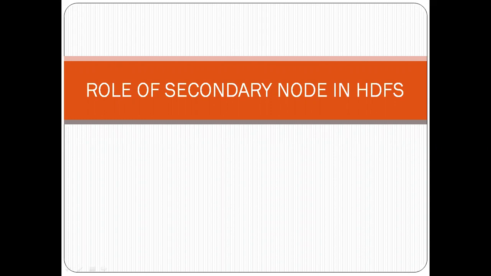Hello friends, today I'm going to explain about the role of secondary node. In the previous lecture, I already explained about the different components of HDFS architecture, and I also explained the role of name node and data node. Today we'll see the role of secondary node.